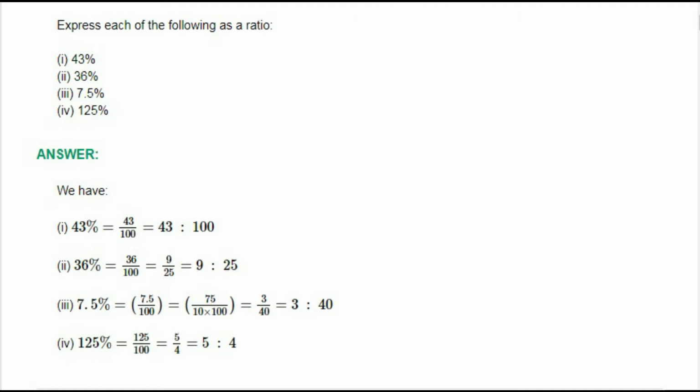So now how to convert a percentage figure to a ratio figure, right? It is as simple as the previous one. Suppose 43%. Percent means 100, so 43% means 43 by 100. And if we write it in the form of ratio, 43 is to 100, right? It cannot be cancelled. In the second one, you can see that 36% means 36 by 100. If we cancel it by 4, 4 nines are 36 and 4 twenty-fives are 100. So 9 is to 25.